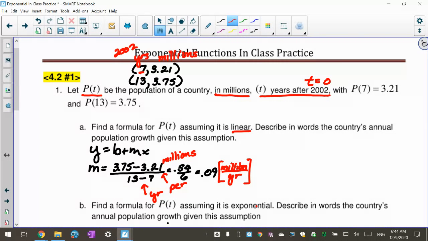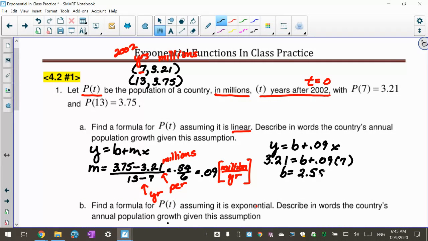All right, now I got to find my b. So now I know y equals b plus 0.09x. And then you can plug in any of the points you want to. And I actually plugged in the 7, 3.21. So I got 3.21 equals b plus 0.09 times 7. Multiply these two and subtract it from the 3.21. So when I do that, my b comes out to be 2.58.